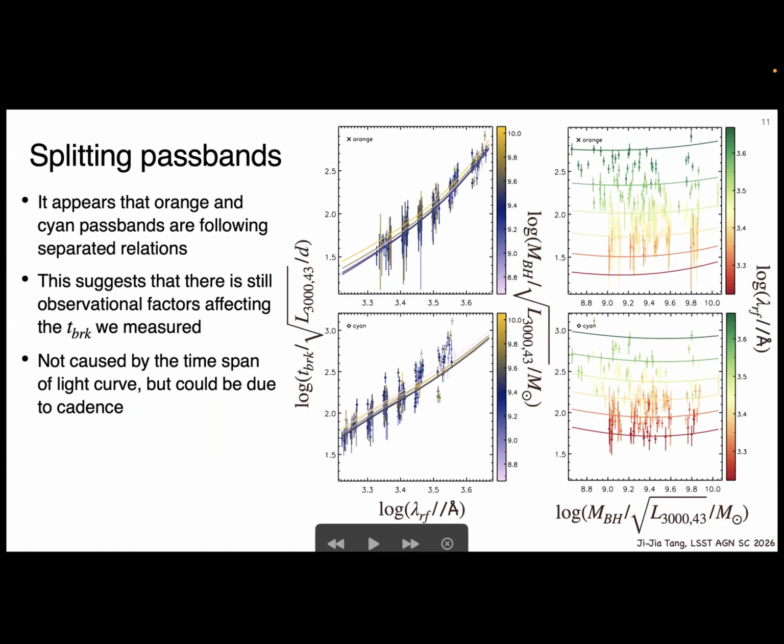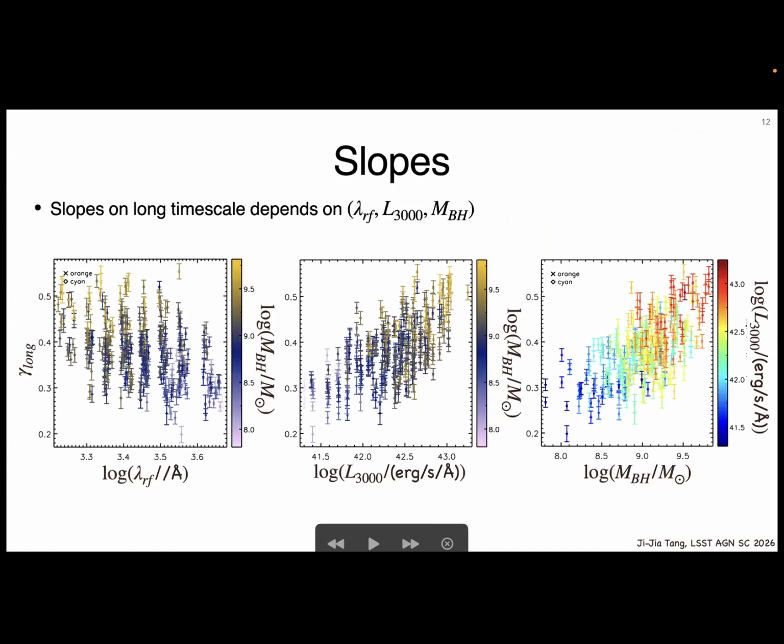So that means that there's still some kind of observational effect here. But the light curve length of our data, both Origin and Cyan, and all the sample are uniform, they are all the same depth. So it's not due to the time span of the light curve, but probably it's affected by the cadence, because Origin and Cyan have different cadence. So this is something we still need to work on.